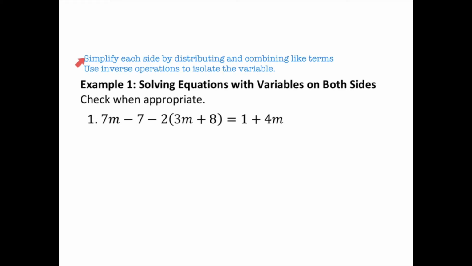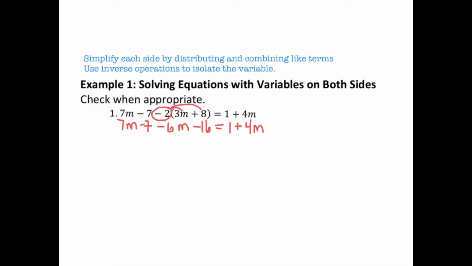Okay, so what we're going to be doing here is solving by these two steps really: simplifying each side by distributing and combining like terms. We ended the last lesson with those sorts of problems, and then we will use inverse operations to isolate the variable. This is going to be a little bit different because the variable is now on two different sides and we're going to have to work to put those together. So let me work through this first problem with you.